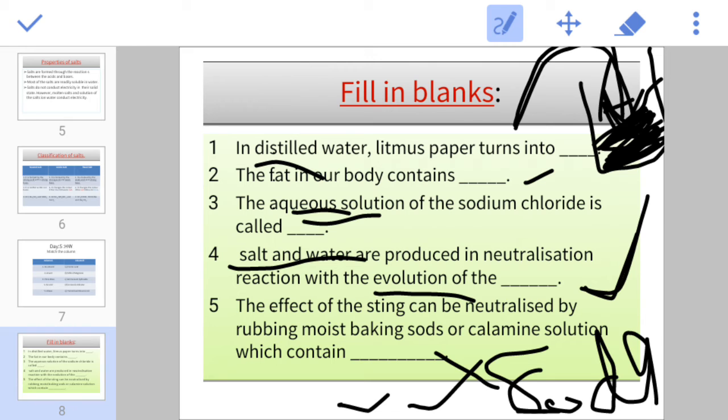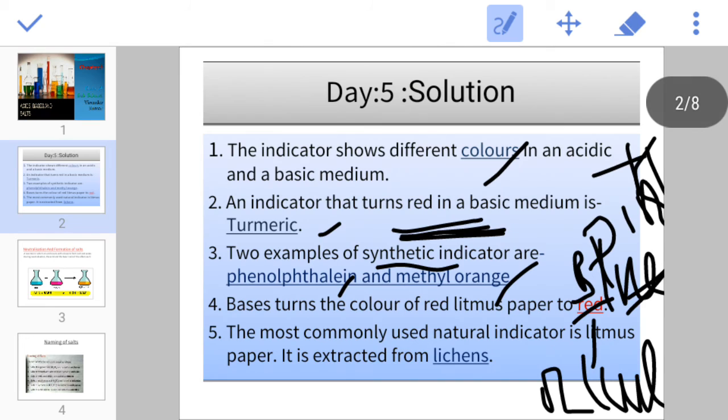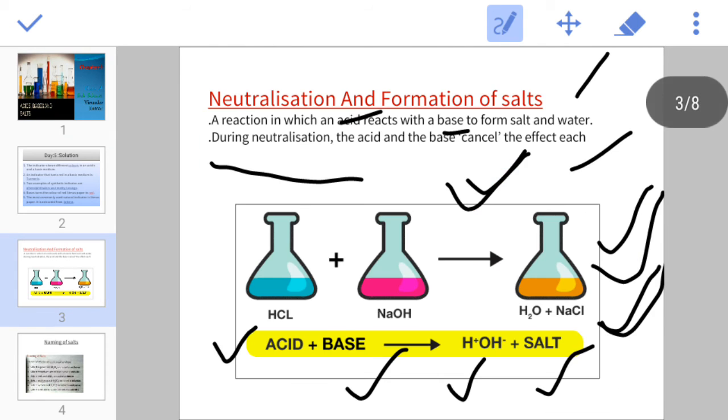Okay, if you have any problem or doubts in all these topics, I repeat again. First of all, it is the solution. Next one, neutralization and formation of salts: a reaction in which an acid and base react together, they form salt and water. During neutralization they cancel the effect of each other. You can see in the diagram.